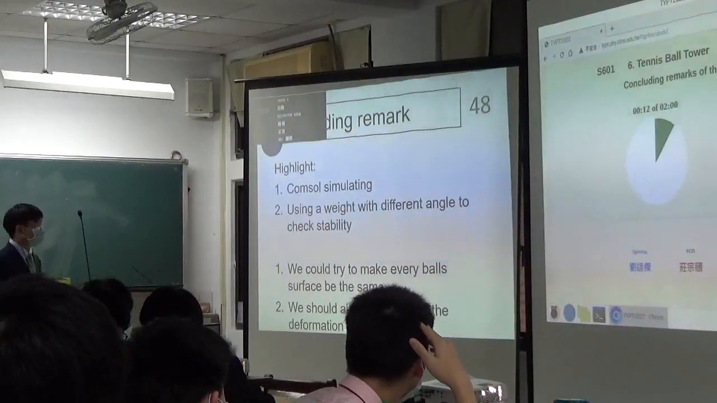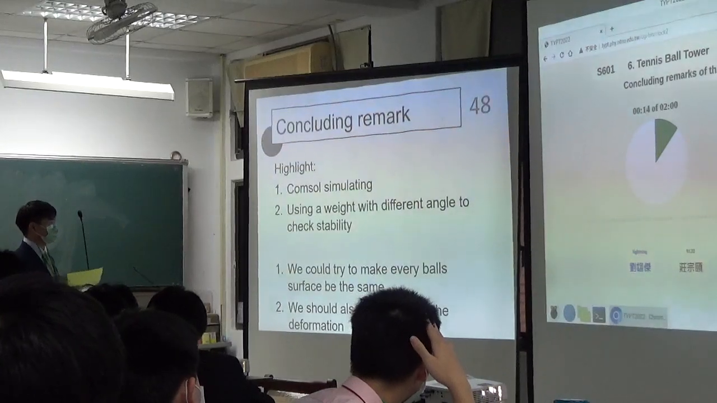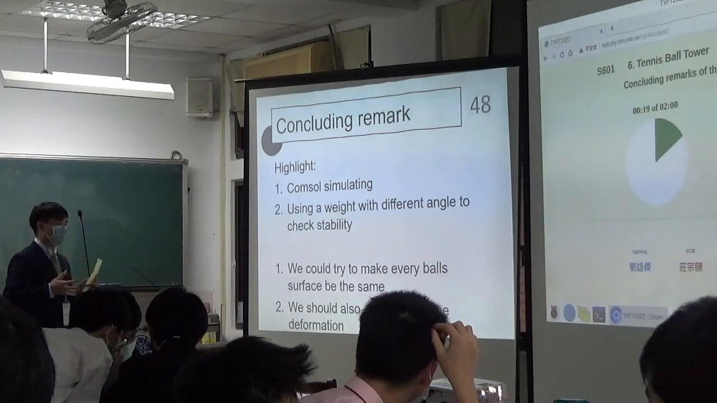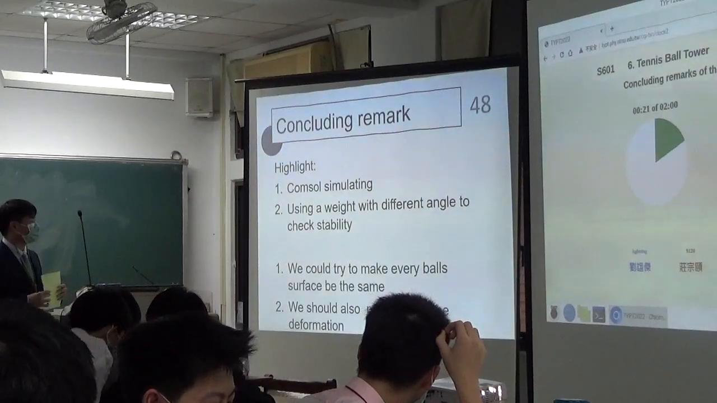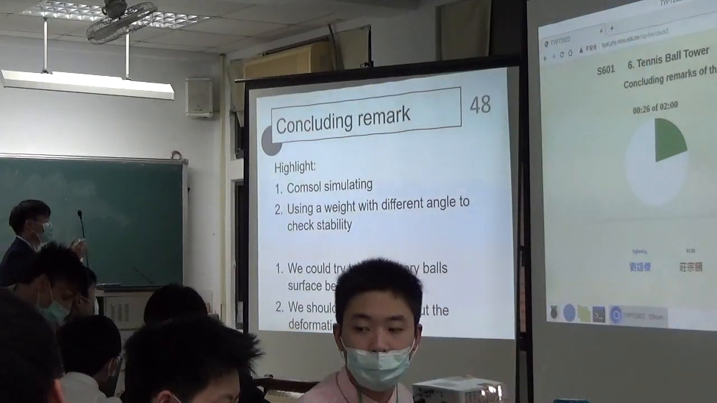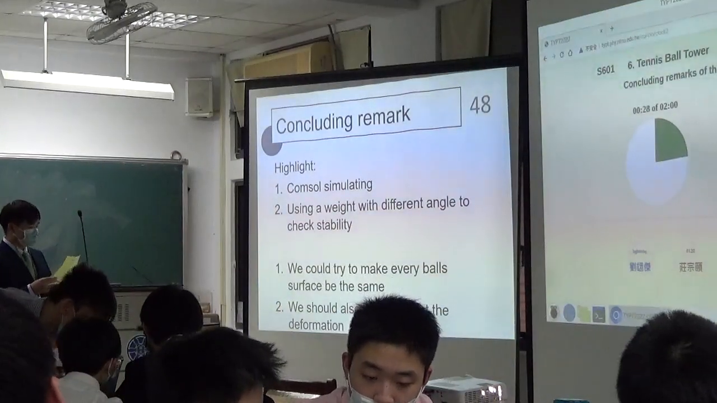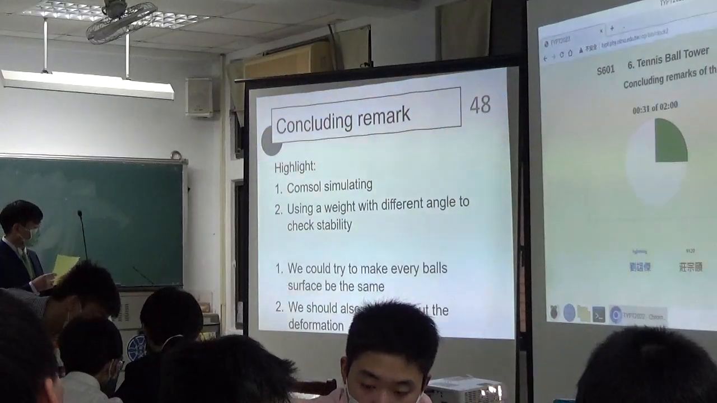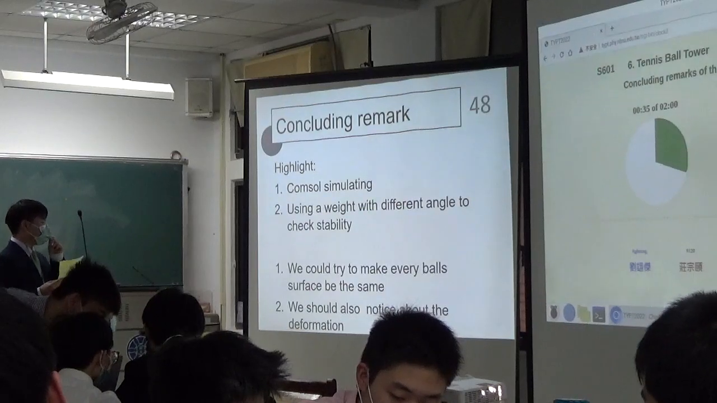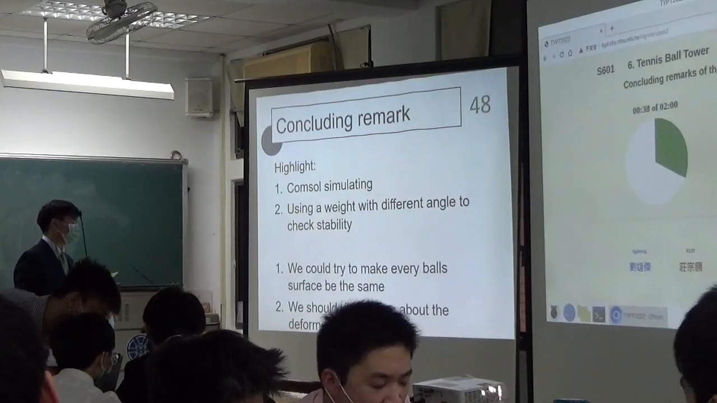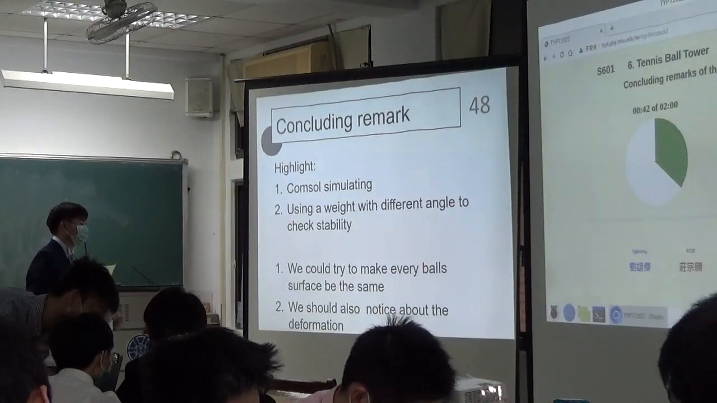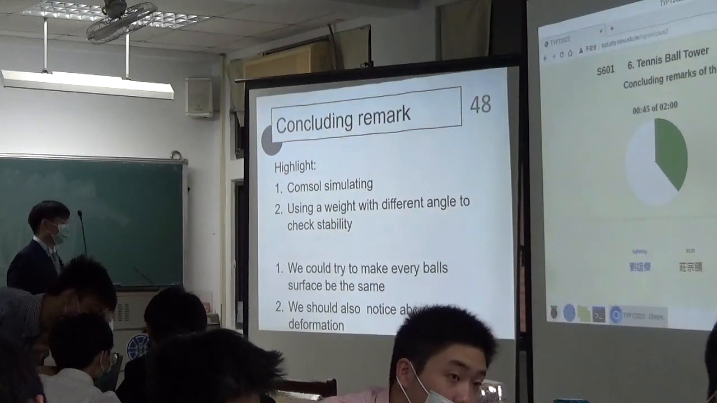In my concluding remark, I first highlight that I used the simulation to simulate whether the tower will collapse or not. And the second is using a pendulum with different angles to check the stability. And the next part is we could try to make every ball surface the same. And next we should also notice the deformation.